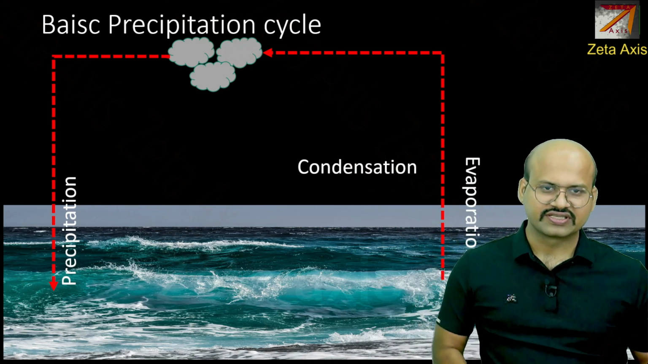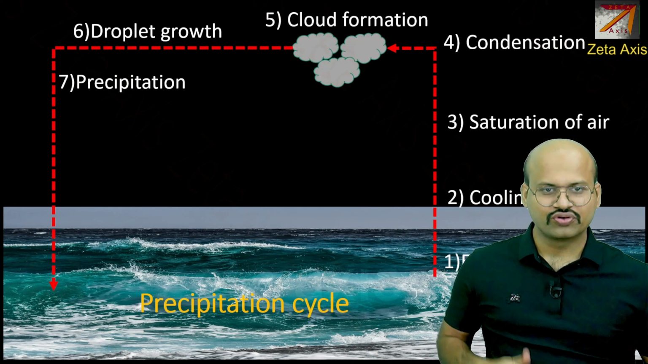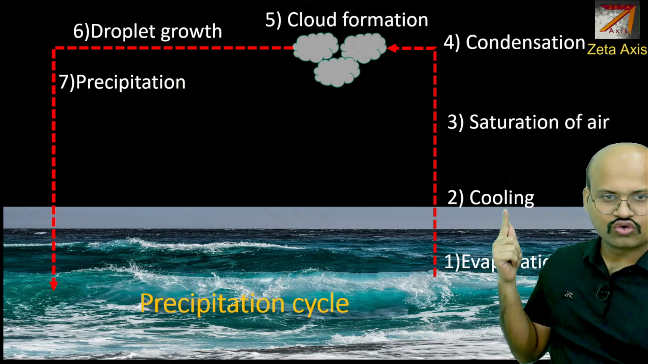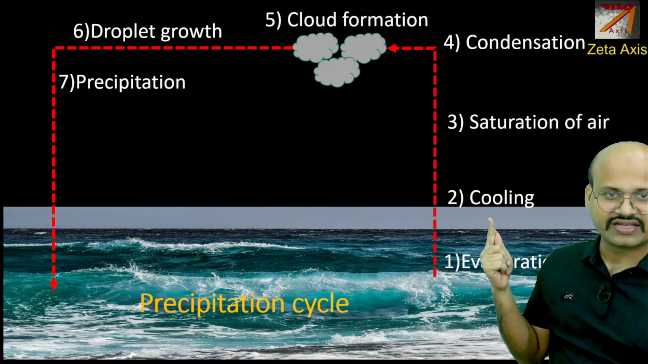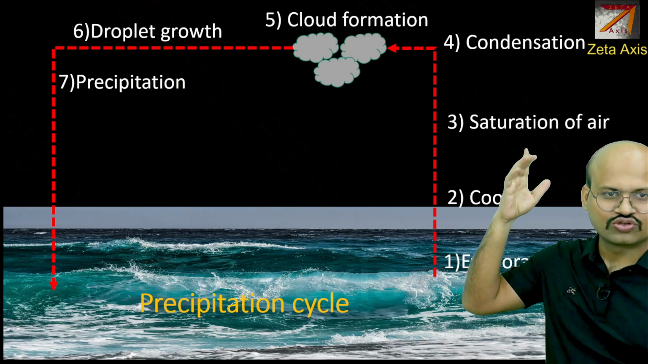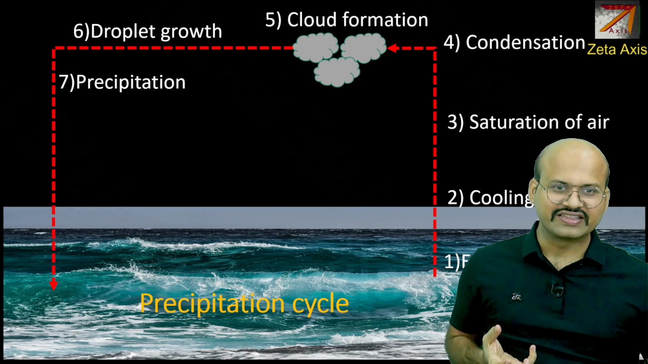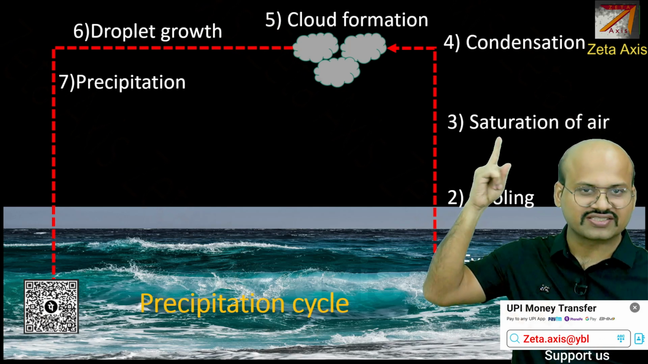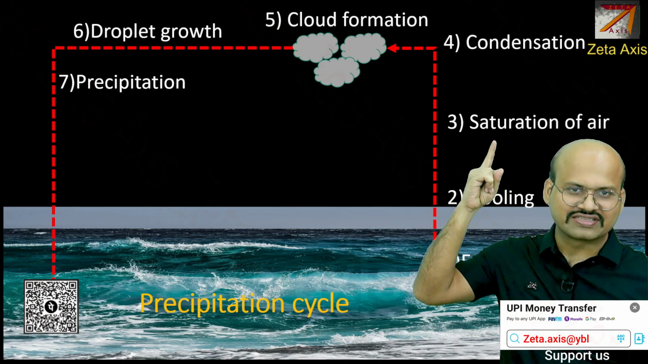Now this process can be further divided into different parts. So the first is evaporation, cooling of the moisture. Then there is saturation of air. So the amount of moisture in the air rises to a point that the air becomes saturated. We will discuss this in detail in upcoming slides.